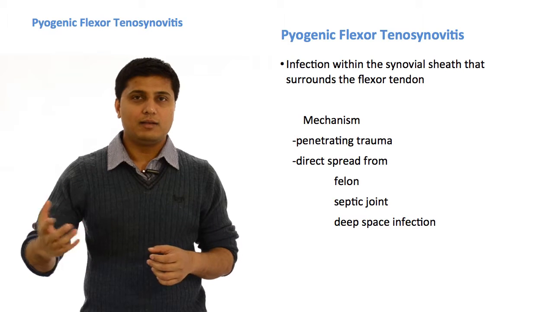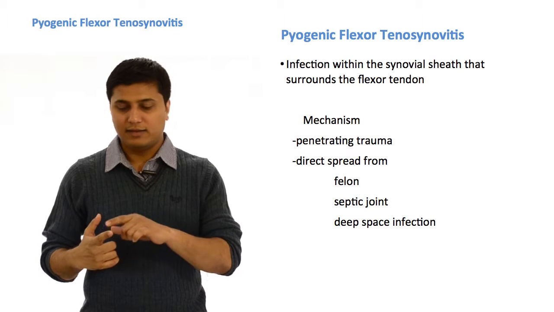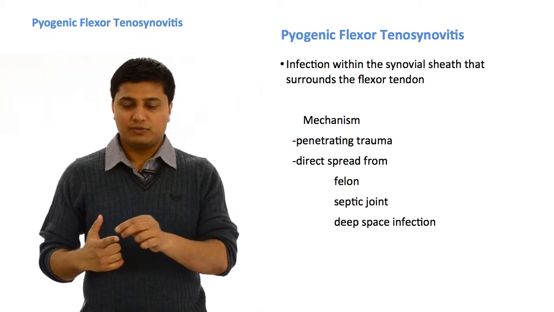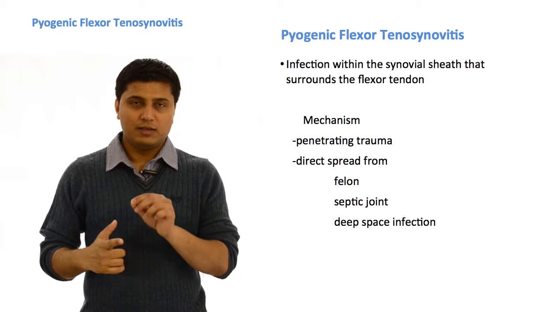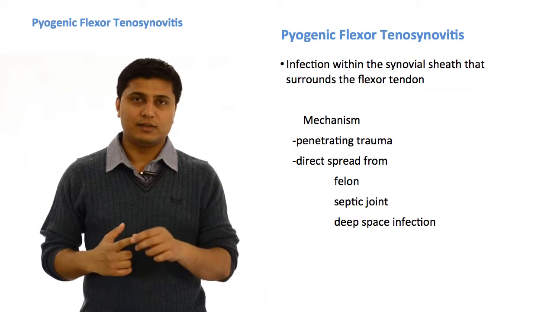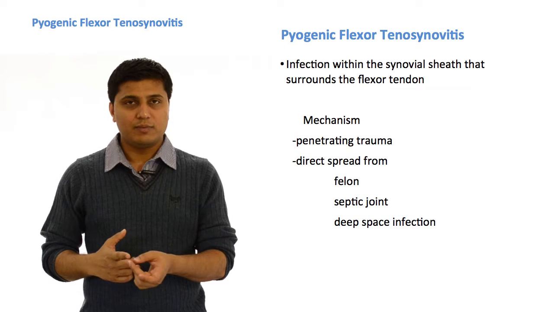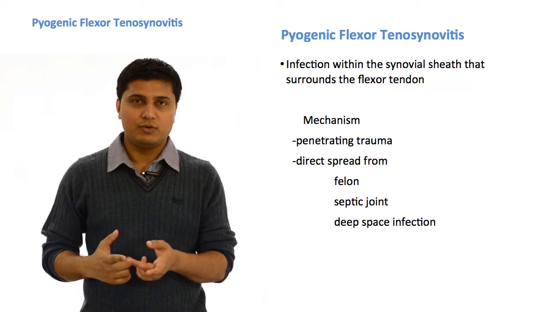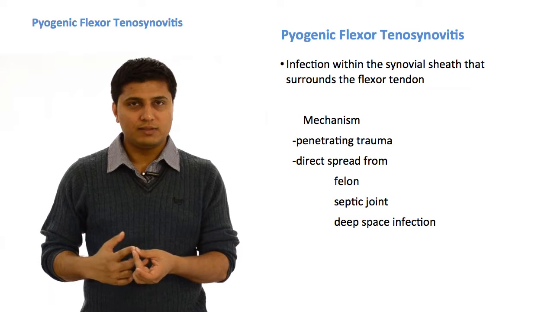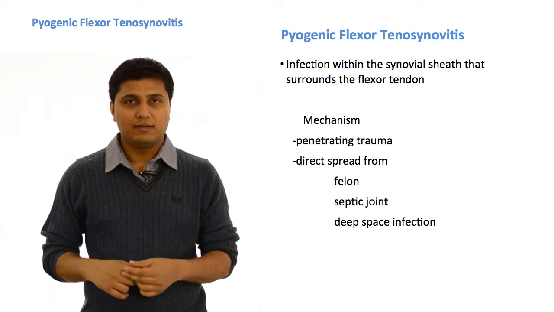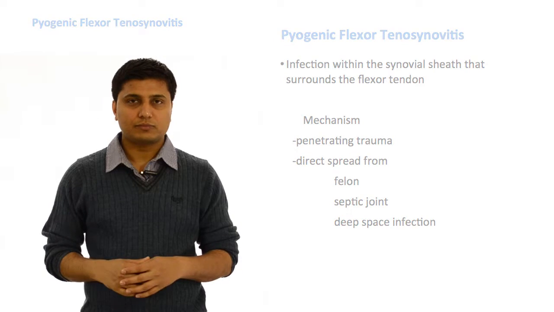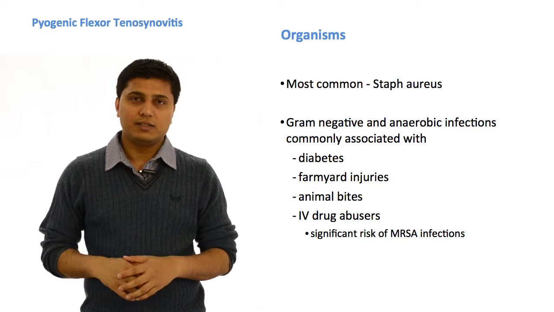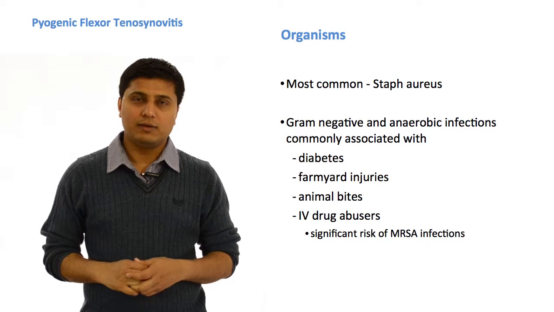For example, the patient may complain that they had a scratch mark while cooking, or a needle piercing, etc. Sometimes the infection may spread from an adjacent area, for example, felon or septic joint, or pulp space infection, or paronychia, etc. So what is the organism which is commonly involved in flexor sheath infection?